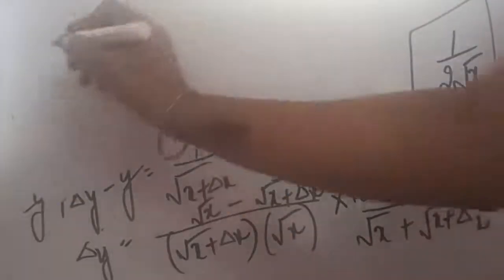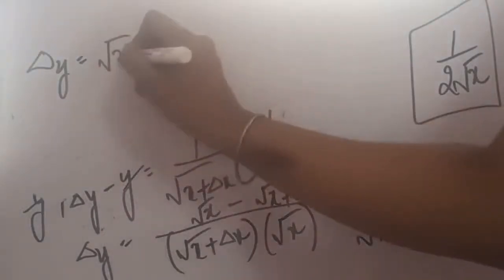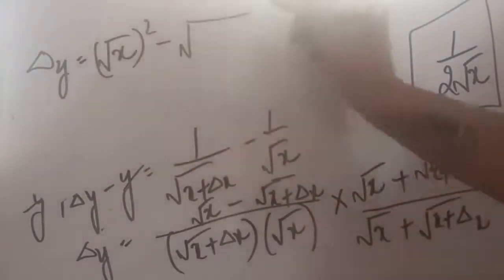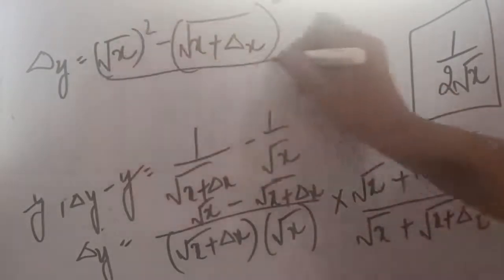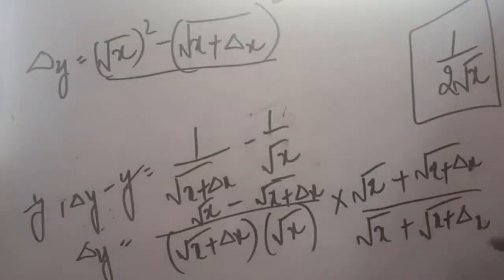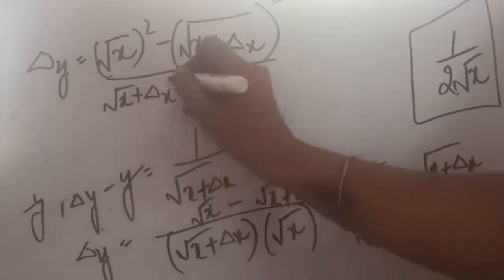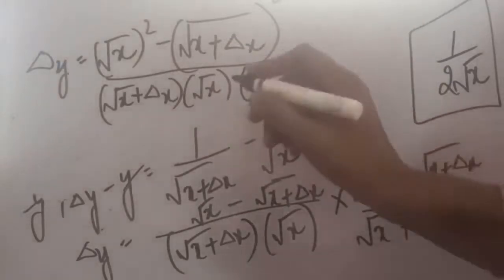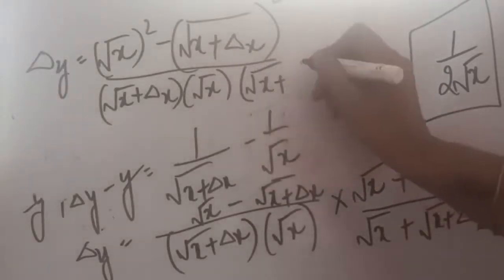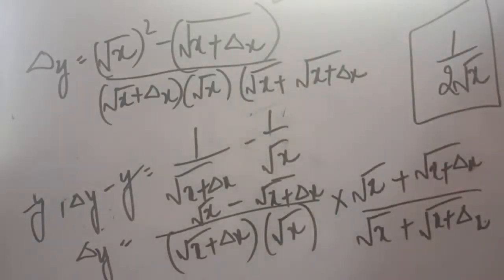So the left hand side is the same, that is delta y is equal to, on the right hand side, under root x square, a square minus b square, is x plus delta x square, divided by the denominator, which will have two parts. Now just copying it, x plus delta x multiplied by delta x into root x plus root x plus delta x. So this is what we have got till now.